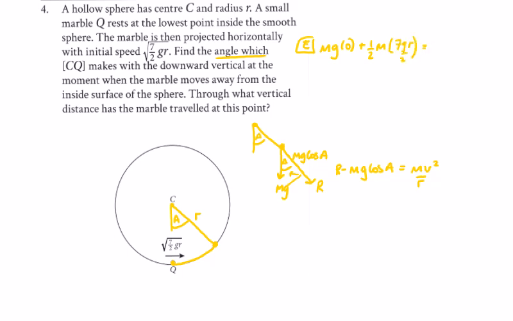That would be equal to mg. How far has it gone up here? Let's have a look at our diagram. It's now here. We have A, we have R. So this is R cos A, and the whole thing is R. So this has to be R minus R cos A. So that's how much it's risen by.